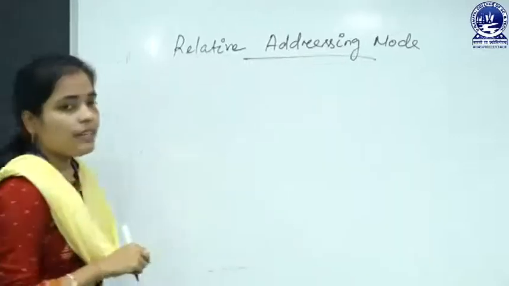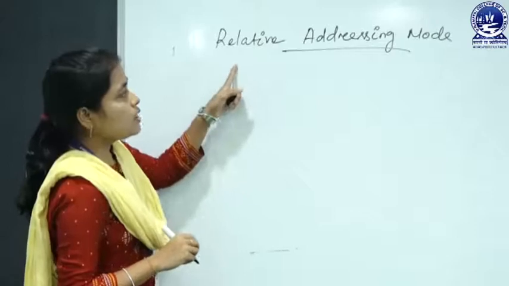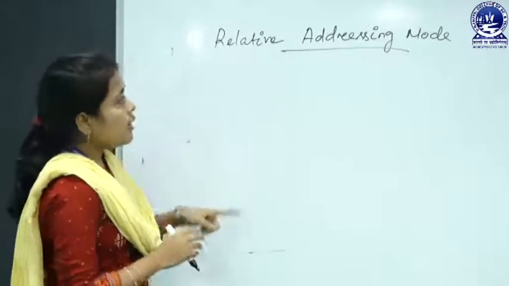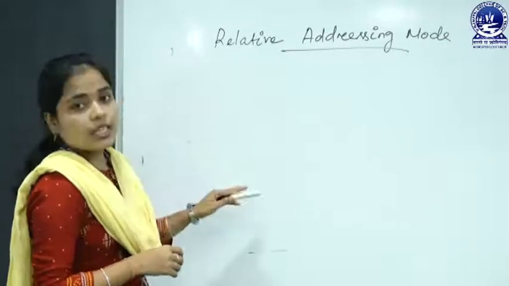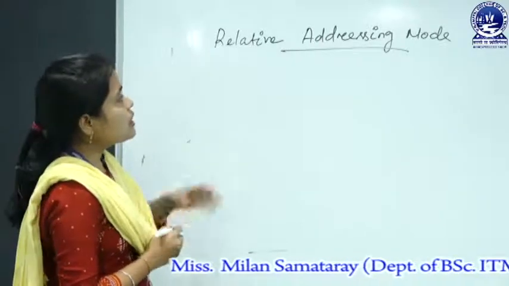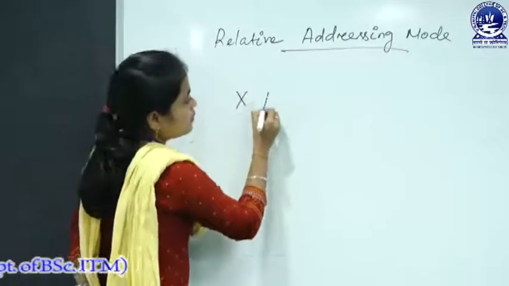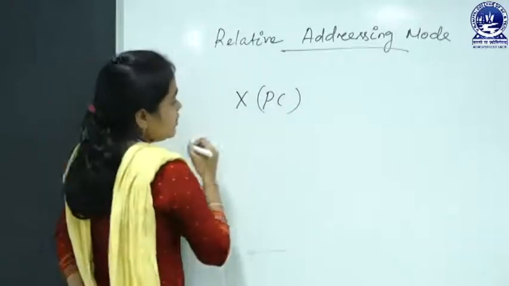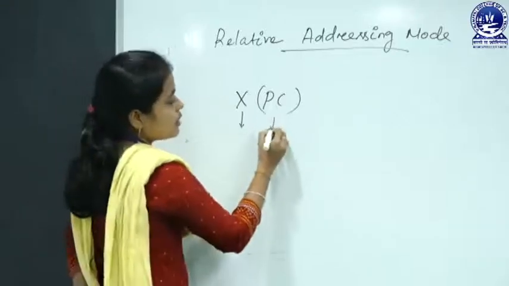So, what does the relative addressing mode determine? In the previous addressing mode, we were using the general purpose registers. When in the index addressing mode we use the PC in the place of a general purpose register, you will call it the relative addressing mode. You have to write it like this. That means here the offset value is added with the content of PC.